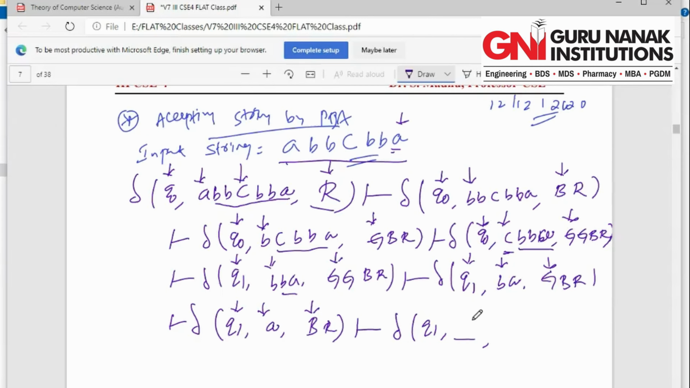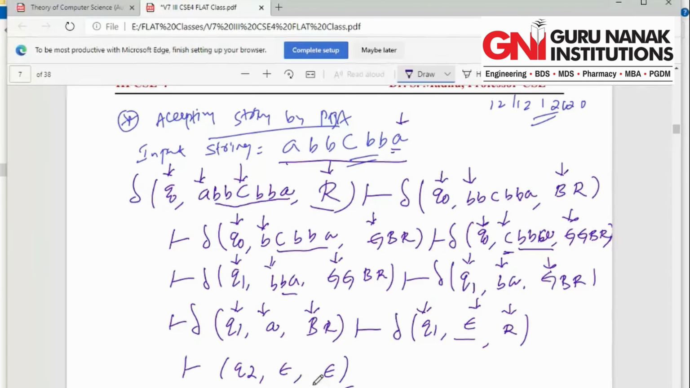Epsilon, very good. The remaining stack is R. Next, what rule can be applied here? In Q1, the input is epsilon and the top of the stack is R. To remove the top stack symbol R, I can use epsilon as the input. Then what is the next state? Q2 and epsilon, nothing will be left in the input, and the stack also has nothing.